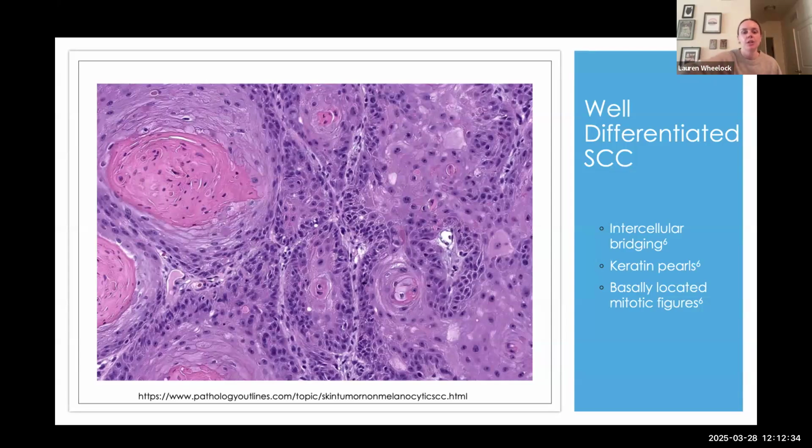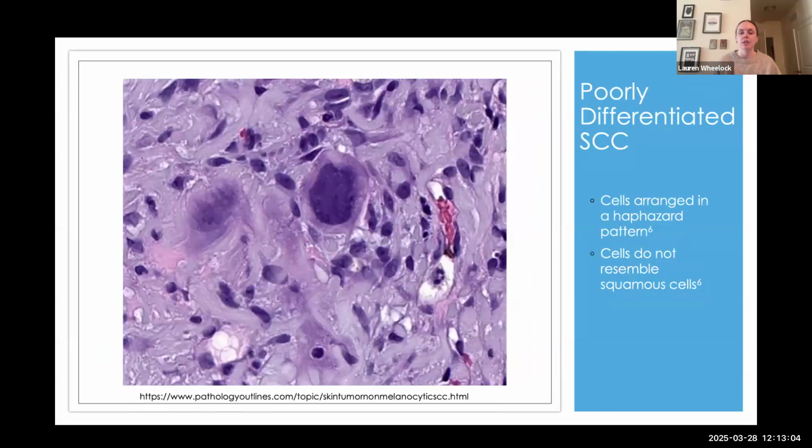So we'll have intracellular bridging, which is unfortunately kind of difficult to see on this picture, but there is some located right here. We also have a keratin pearl, which is that sort of pink, almost amorphous looking blob. And we have basally located mitotic figures. So if you could find a basement membrane in this picture, the cells closest to that will have much darker nuclei and almost look as if they're splitting, which would account for mitotic figures.